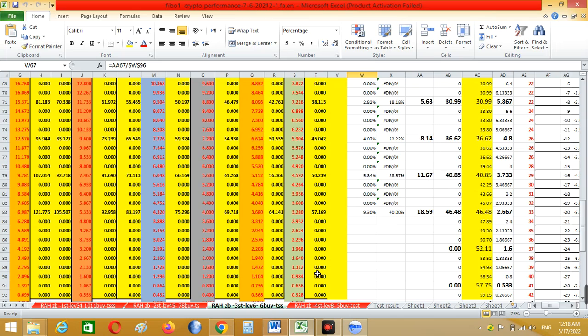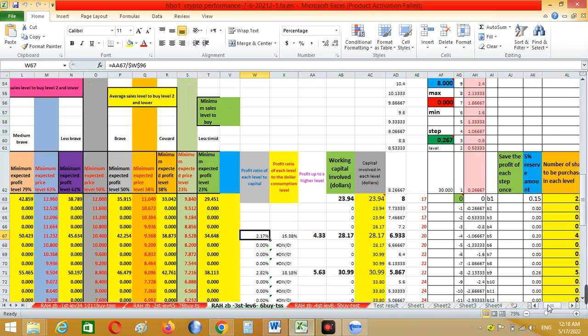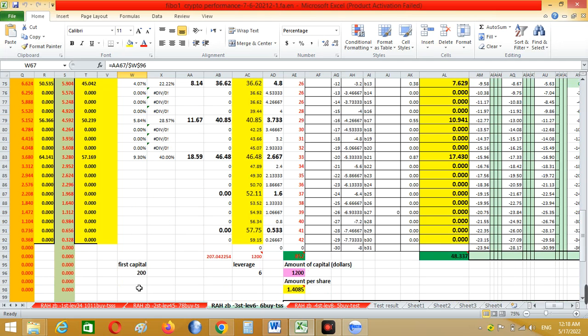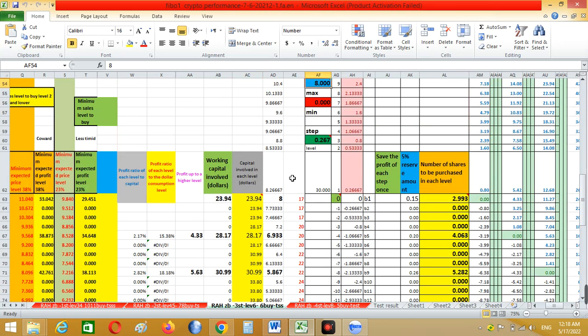In three steps, we use more leverage, equal to 6. Price 8, again 8. The first buy, dollars equal 23.94, and the amount is increased to 2.99. At step three we don't use. The next buy 6.93, we buy 4.06, and the dollars equal 28.17.